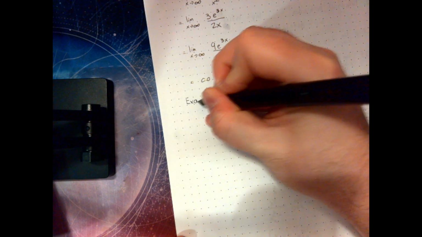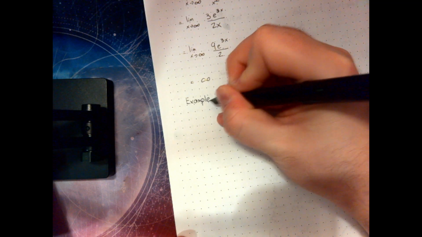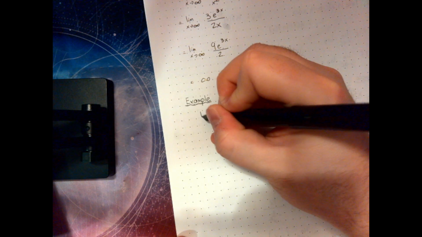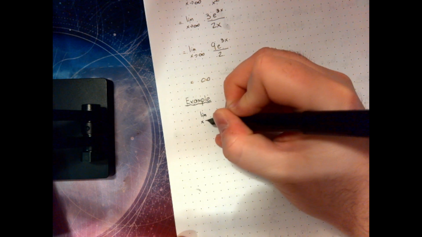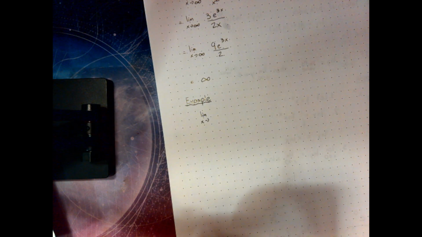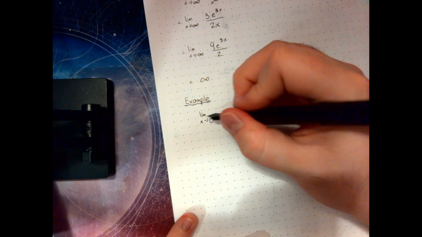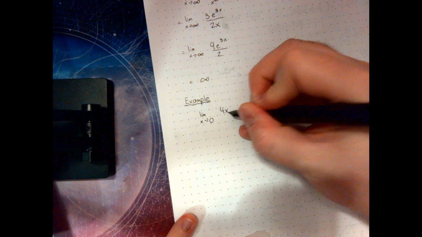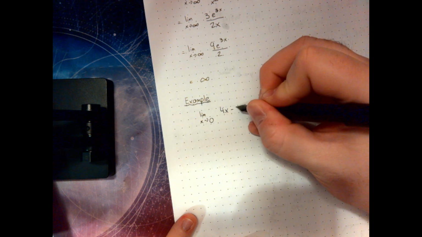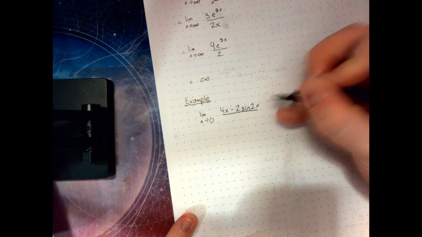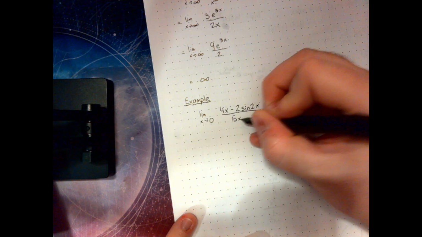For all these examples, by the way, I'd encourage you to, if you don't know the solution right away, hit pause, give it a try, and then unpause at least after you've tried to solve it, so that you can see if you did it right, or just give the question a try first. So slightly more complicated, 4x minus 2 sine of 2x, all divided by 5x cubed.